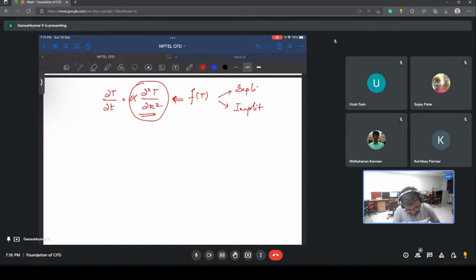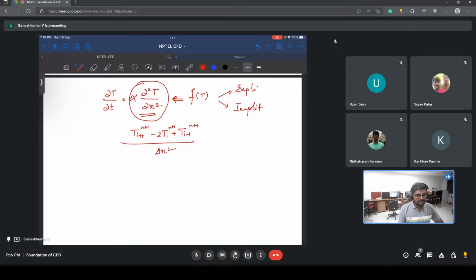Here this will have three terms, T of i plus 1, T of i, and T of i minus 1, divided by delta x square. So let's say you discretize using central difference. If you evaluate all these at n, it becomes explicit. If you evaluate at n plus 1, it becomes implicit.